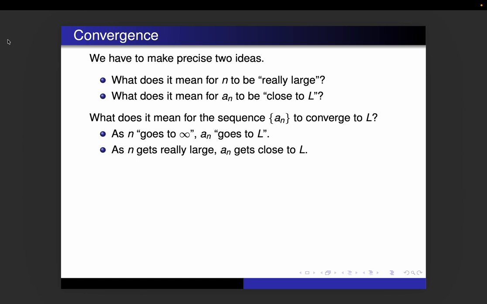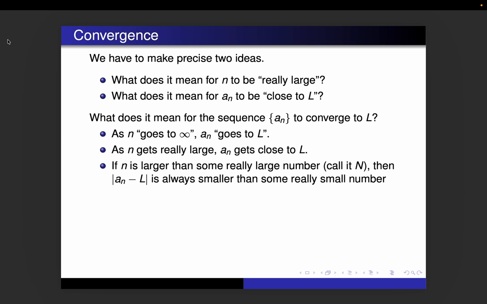Well, n gets really large, what that really means is that I'm going to choose a number that is sort of the standard for being really large. And n being really large means you're bigger than that number. Now, that number may be different for different people, so we have to be a little bit flexible about what that number means. So we're just going to call it N, right, or big N. So if n is larger than something that we believe is a really large number, we'll just call it N.